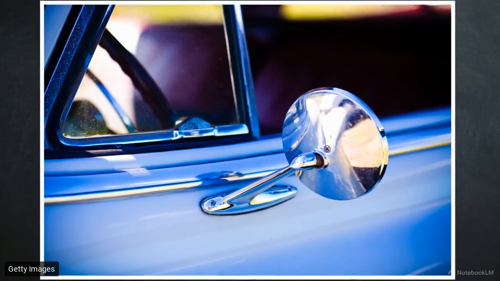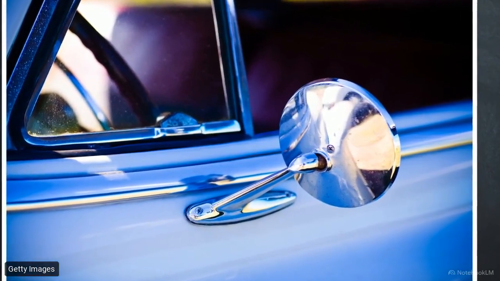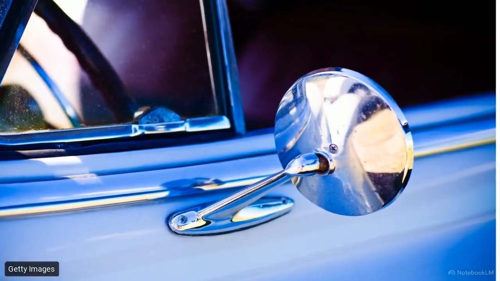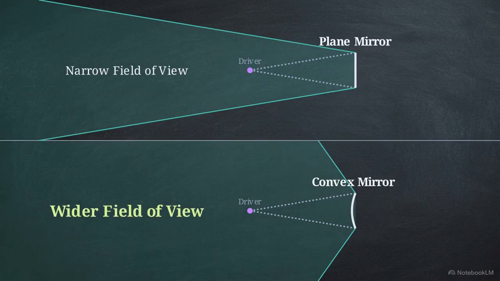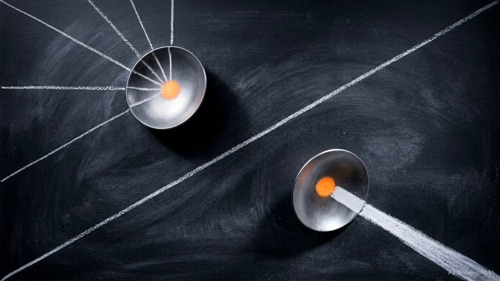This side-view mirror uses a convex curve to intentionally shrink the image. This allows the driver to see a much wider area of the road behind them than a flat mirror would allow. By controlling the curvature of these surfaces, we can either concentrate energy onto a single point or project light in a narrow, controlled path.